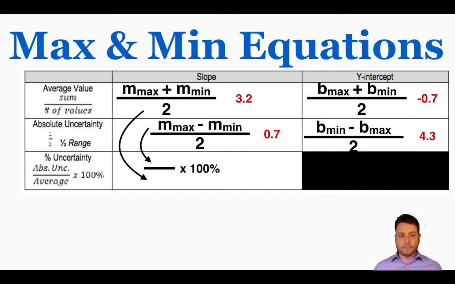Finally, the percent uncertainty of the slope is just the absolute uncertainty divided by the average slope times 100. So I'm just going to take those numbers and multiply them by 100%, and that will be my slope uncertainty. So here it's 22% uncertain.